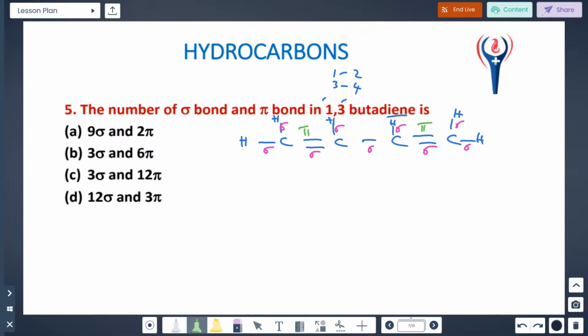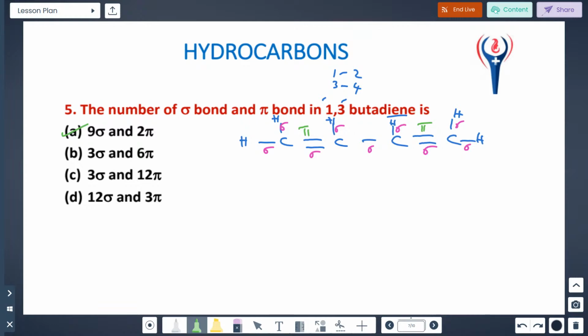Simple. You just count how many sigma bonds. 1, 2, 3, 4, 5, 6, 7, 8, 9. So 9 sigma bonds, then 2 pi bonds. So this is the answer. Understood? Simple. You must know how to draw the 1,3-butadiene, then only you will be able to solve them.